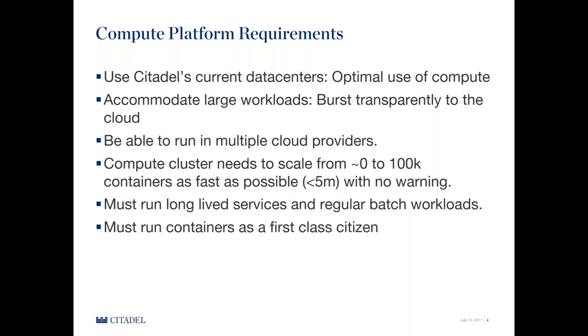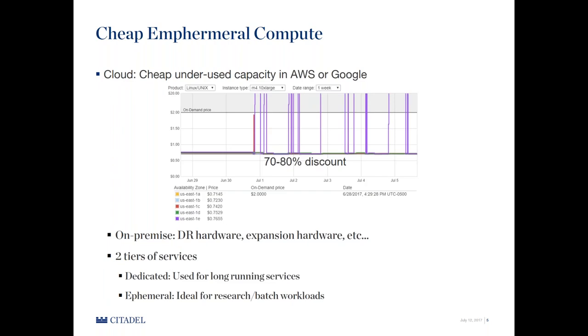Now, of course, we have these research workloads and these retraining models, but we also have our fair share of long-running services and regular batch workloads, and we want to be able to accommodate those on exactly the same compute platform that we're going to build out to accommodate our research workloads. We want to support containers as a first-class citizen. There are a lot of benefits to that, especially when we're going to multiple clouds. It's a hell of a lot easier to ship all the dependencies and everything with the application.